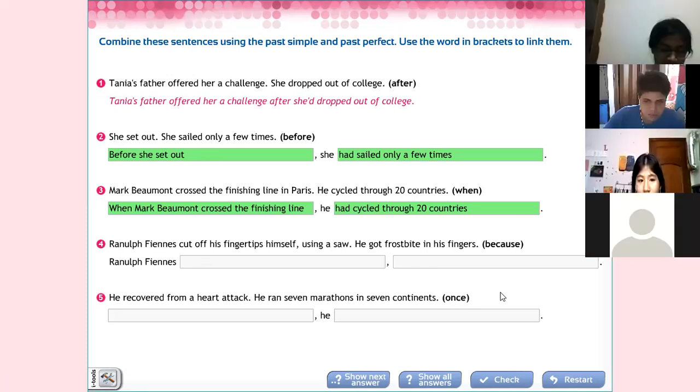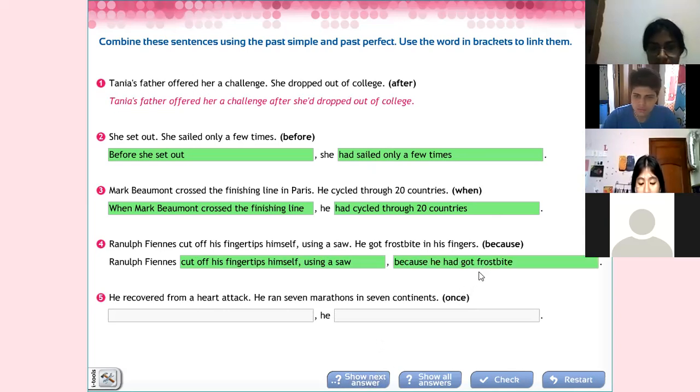Volunteer, guys, quickly, time is running. He cut off his fingers himself using a saw because he got frostbite in his fingers. Ralph cut off his fingers himself using a saw because he had got frostbite, okay? Has got or has gotten, remember.